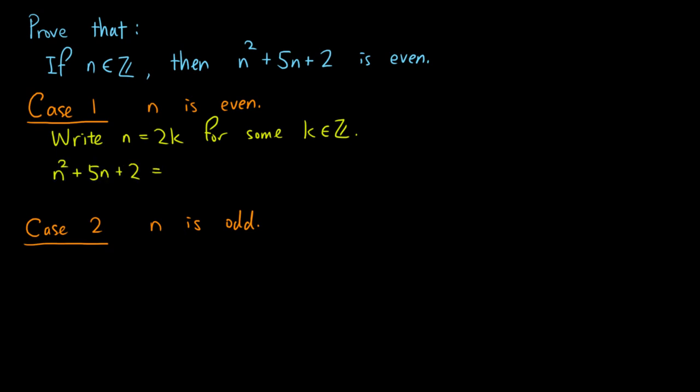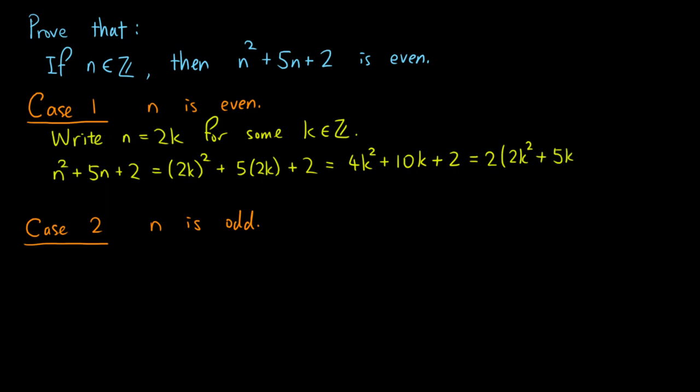So we can substitute this expression into n squared plus 5n plus 2 to get 2k squared plus 5 times 2k plus 2, which equals 4k squared plus 10k plus 2. Since we want to show that the number is even, we try to take out a factor of 2 in the expression. So we have 2 times 2k squared plus 5k plus 1. This shows that n squared plus 5n plus 2 is even.